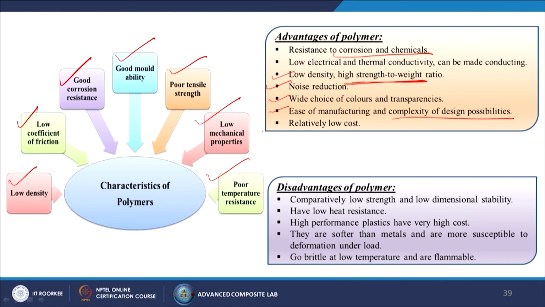What are the disadvantages of polymers? Generally, they have comparatively low strength, low dimensional stability and low heat resistance. High performance plastics have very high cost; some polymers are very costly. They are softer than metals and more susceptible to deformation under load. They go brittle at low temperature and are also flammable; they can burn easily.